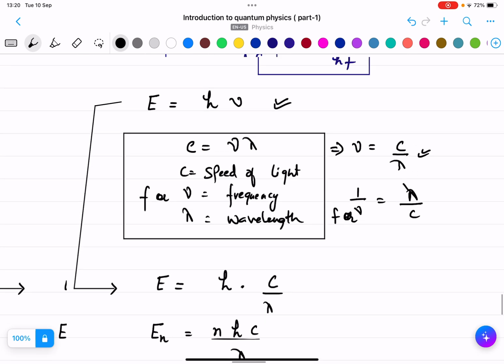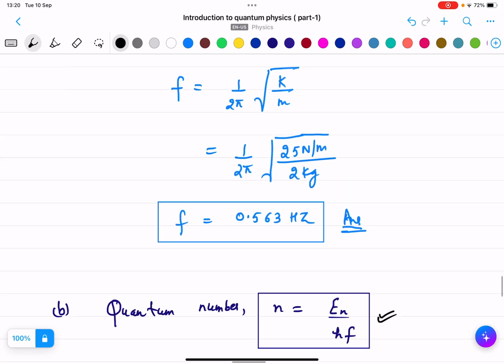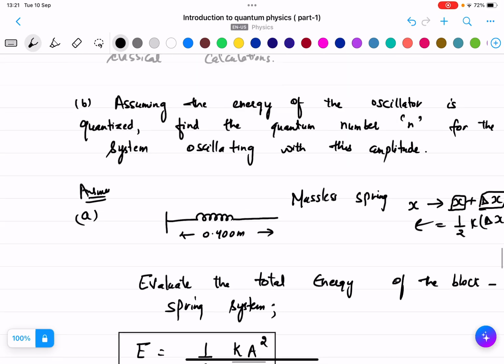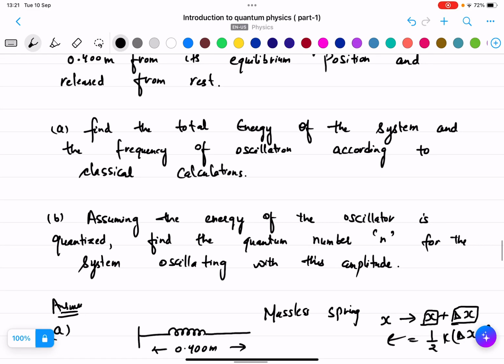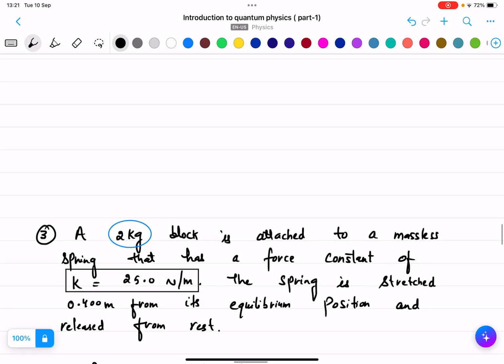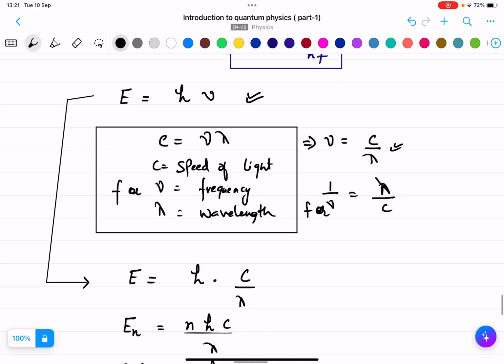So these are basically the A and B parts. For the B part we are using this formula, for the A part it is frequency. I hope you will be able to do such types of questions, and we will take these questions in the class again. Okay, thank you.